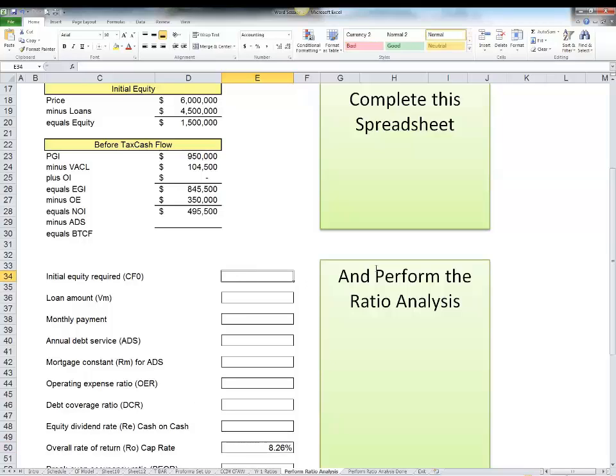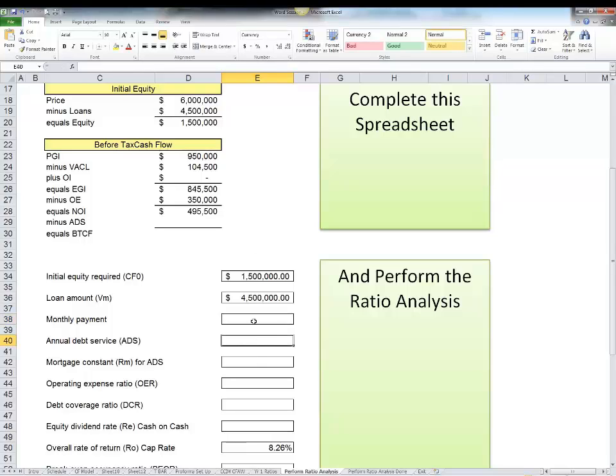We've got our equity required of $1.5 million. We've got our loan of $4.5 million. And now we can calculate our monthly payment, because in order to calculate our annual debt service, we really need our monthly payment.